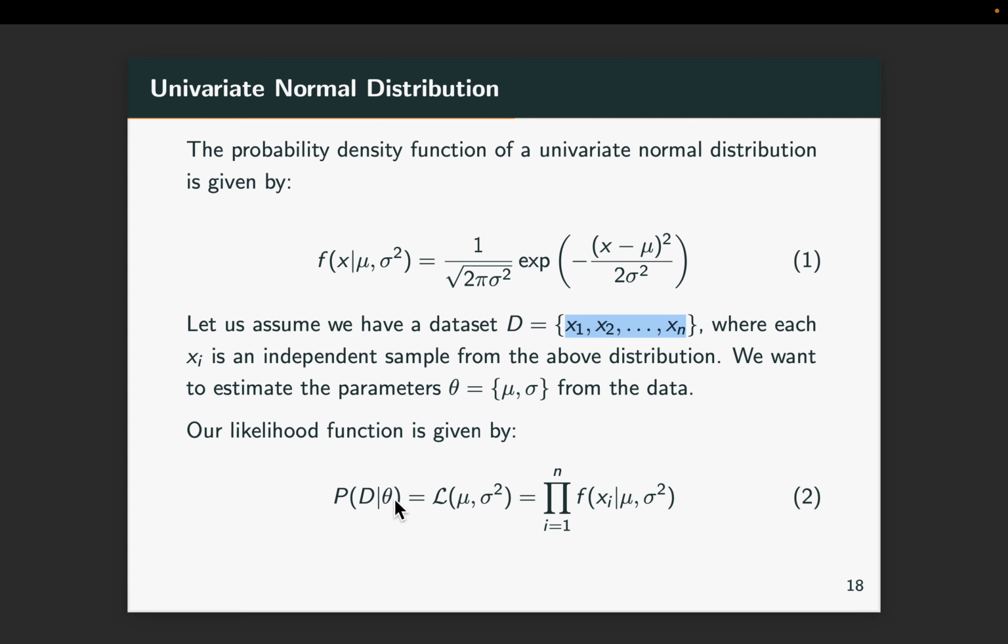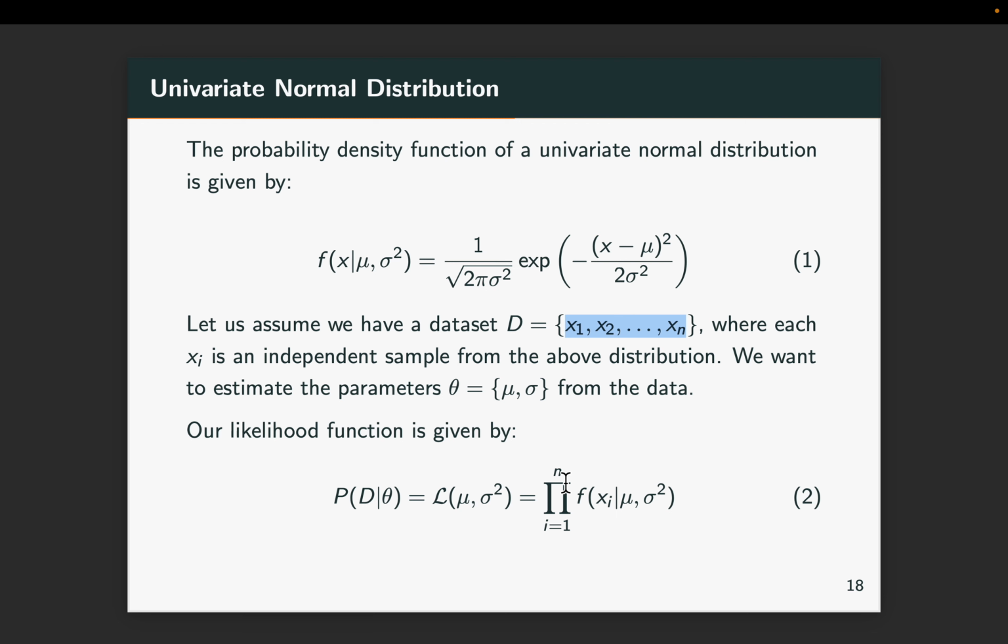Importantly, the likelihood function is not a function of the data. The data is assumed to be given to it as an auxiliary variable or constant. It's a function of mu and sigma, or theta. So the function of mu and sigma is the PDF of xi given mu and sigma square, and then there's the product term going from i equal to 1 to n. Why do we have this product term?